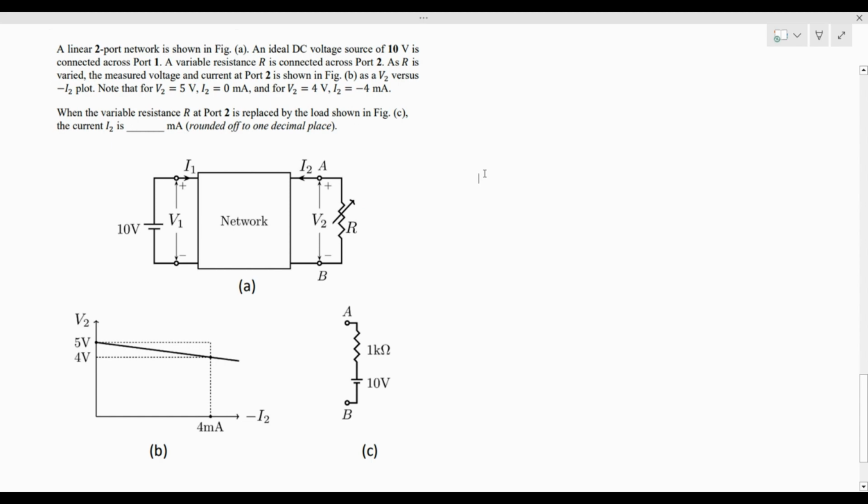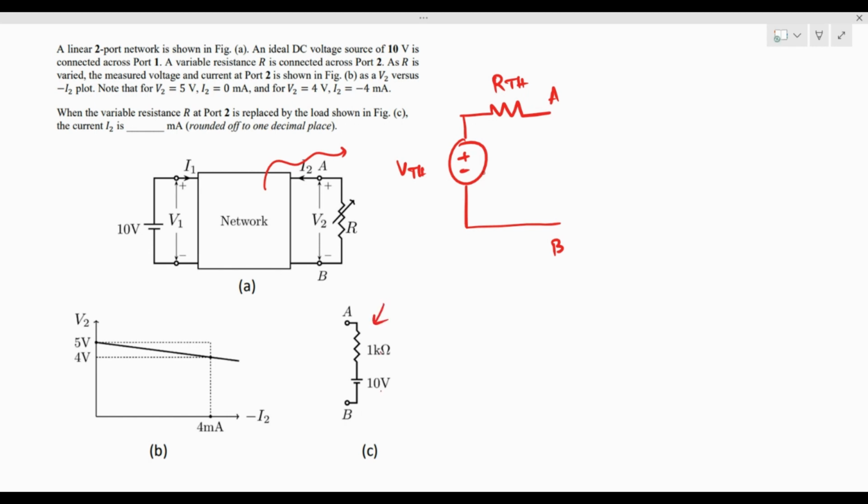If we think about it, you can compute this with Thevenin's concept. If we are able to boil down this network into a Thevenin equivalent, we'll get the VTH here and the RTH over here. This is my terminal A and B. To this, I would be connecting this particular network that's been given, so 1 kilo ohm plus 10 volts. This is what my final circuit would look like. They are asking us to compute I2.